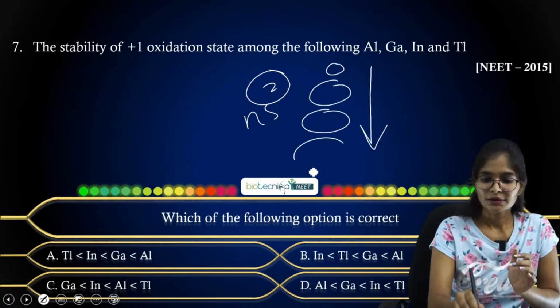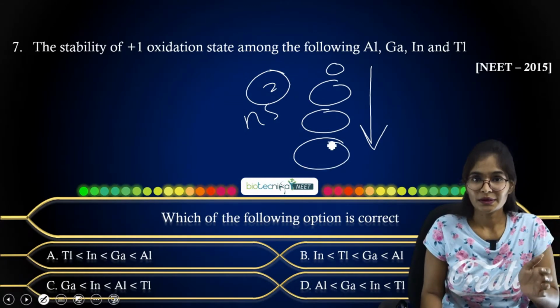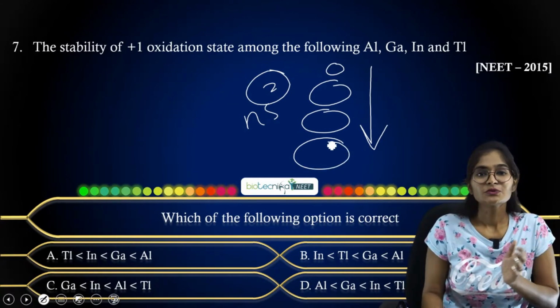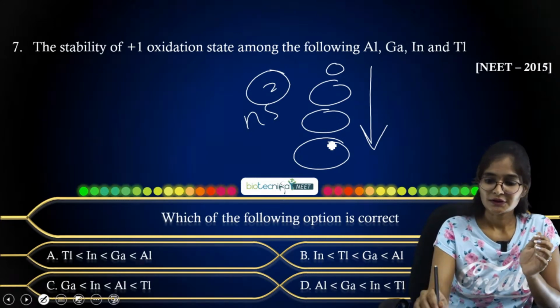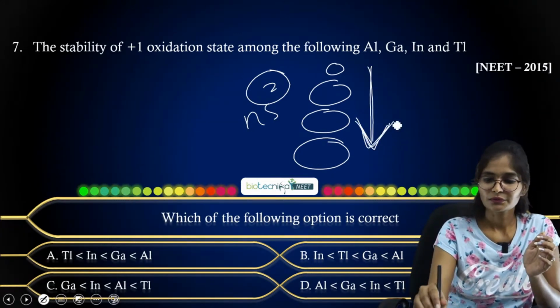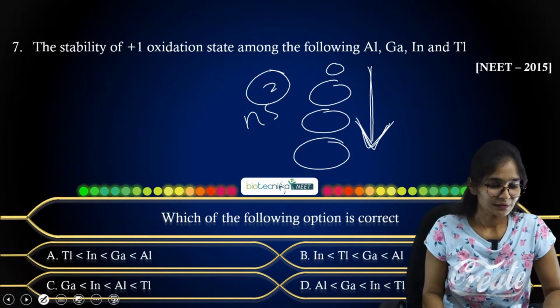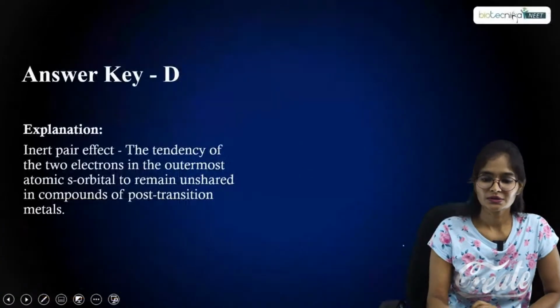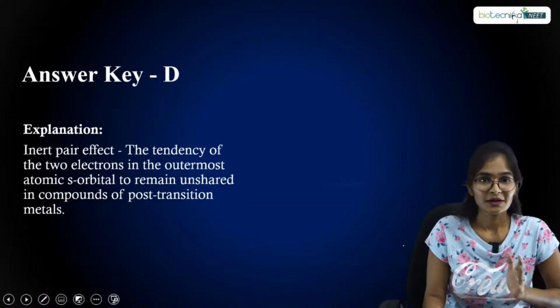in the periodic table, the inert pair effect will be operating. That's why the +1 oxidation state will be stable down the group. Okay, so that is what the answer will be, option D for this question. That is, the reason is the inert pair effect.